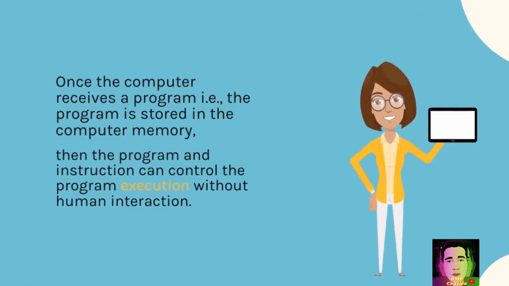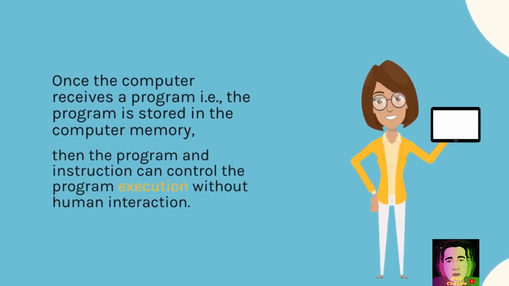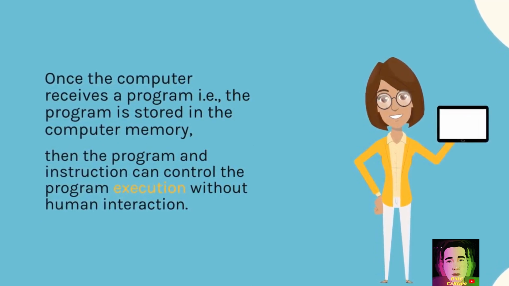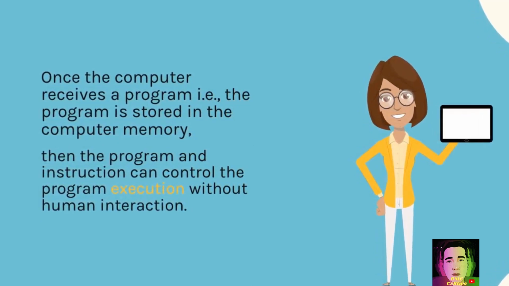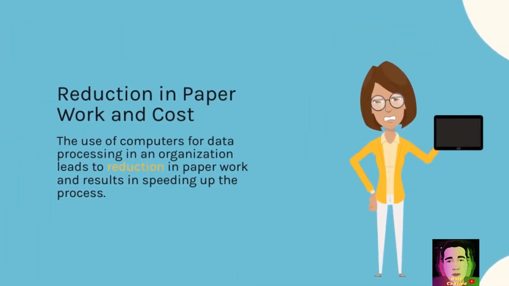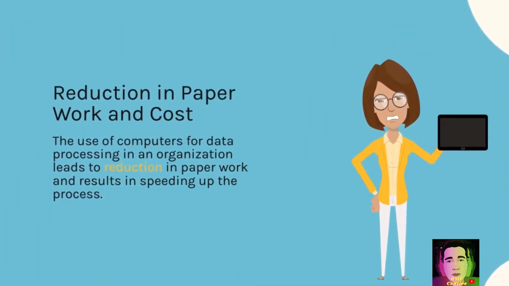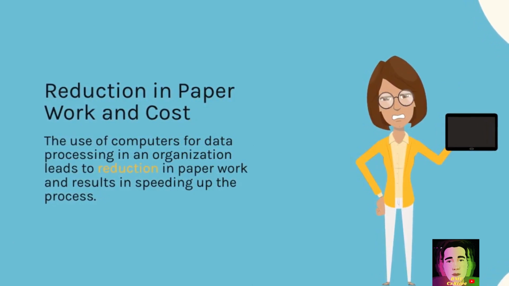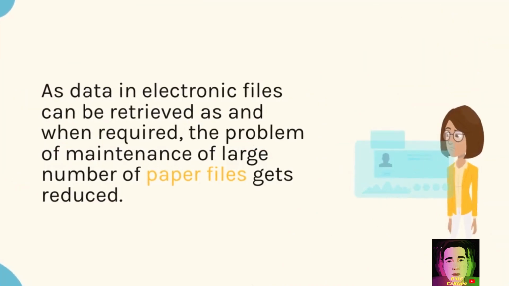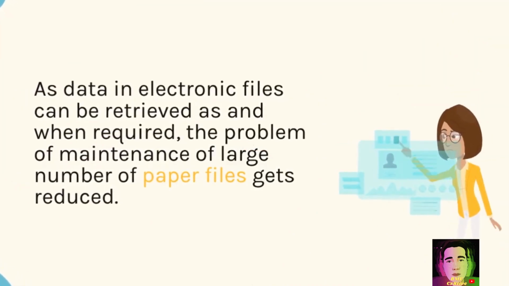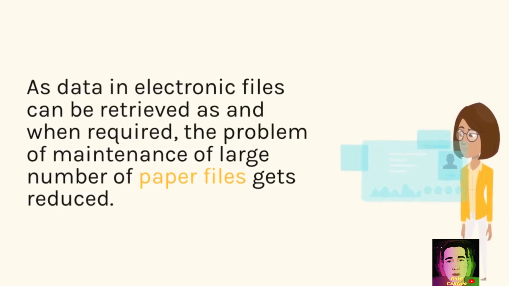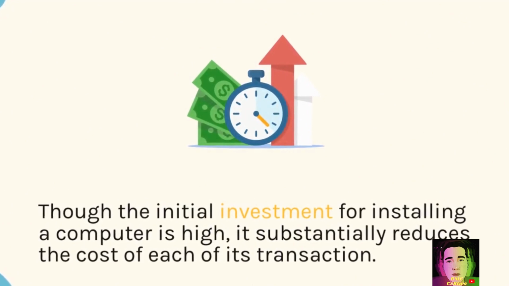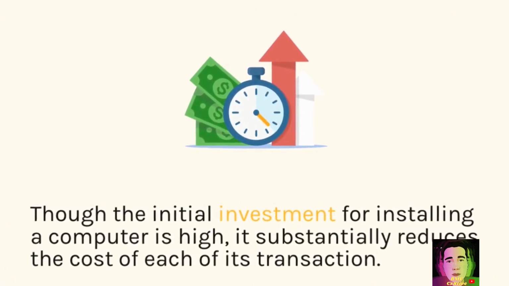Once the computer receives a program, i.e., the program is stored in the computer memory, then the program and instruction can control the program execution without human interaction. Reduction in paperwork and cost. The use of computers for data processing in an organization leads to reduction in paperwork and results in speeding up the process. As data and electronic files can be retrieved as and when required, the problem of maintenance of large number of paper files gets reduced. Though the initial investment for installing a computer is high, it substantially reduces the cost of each of its transaction.